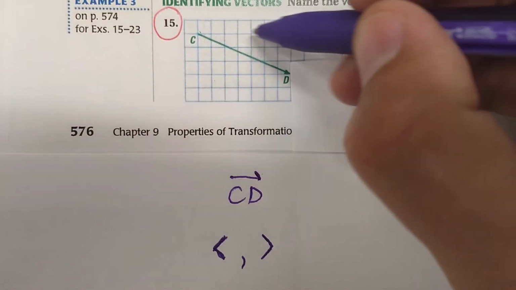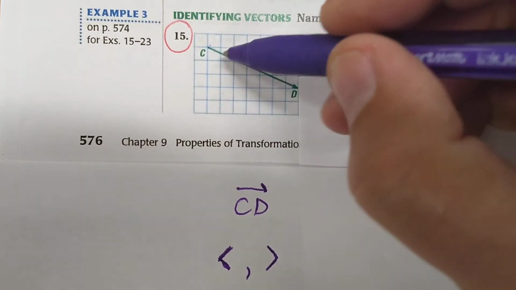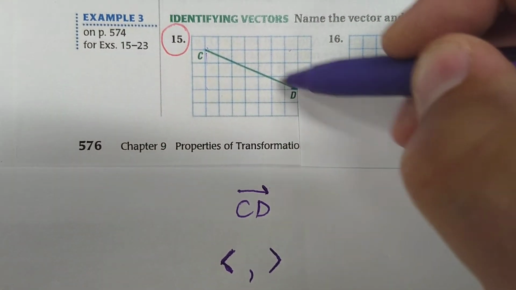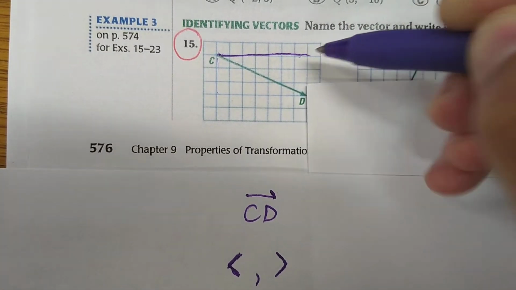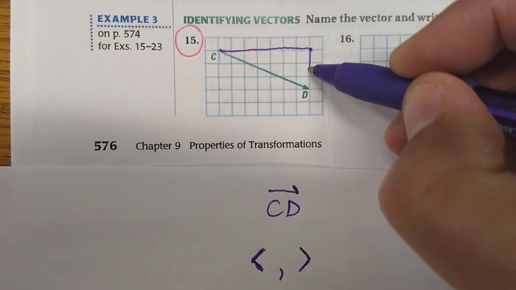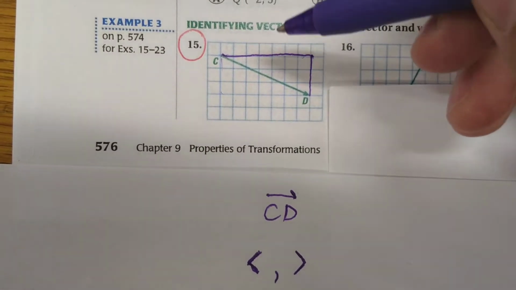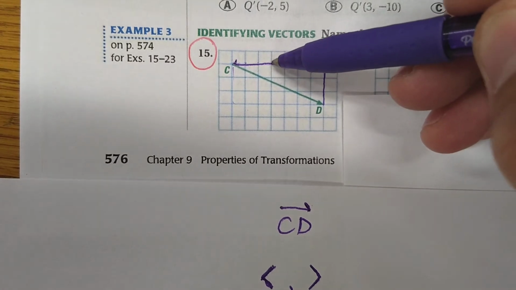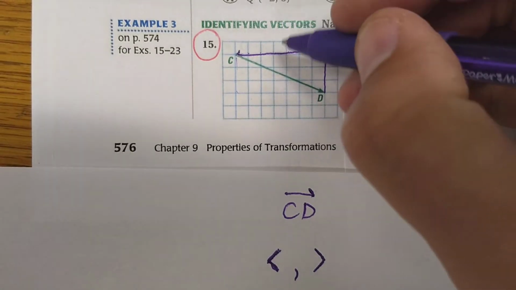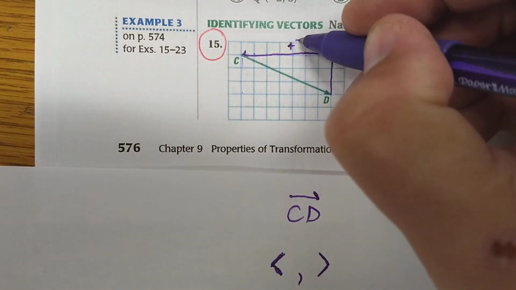Okay, so to get from C to D, I could move down and over. I don't want to do that. I want to go right and left first. So I'm going to go over a certain number of units, and then I'm going to go down a certain number of units. Well, this is easy enough to just count. We moved over 1, 2, 3, 4, 5, 6, 7 units in a positive direction.